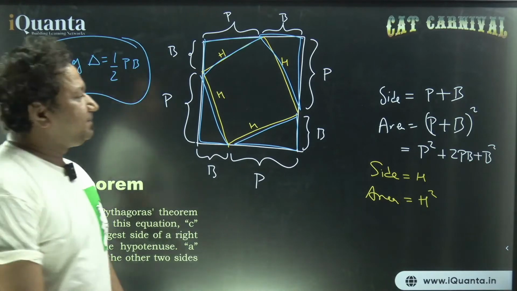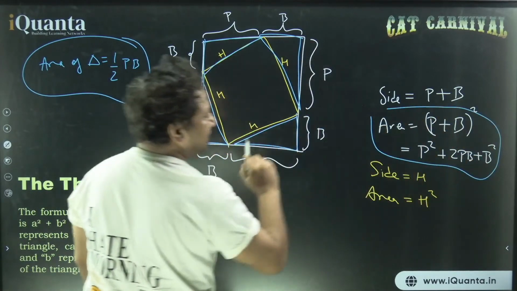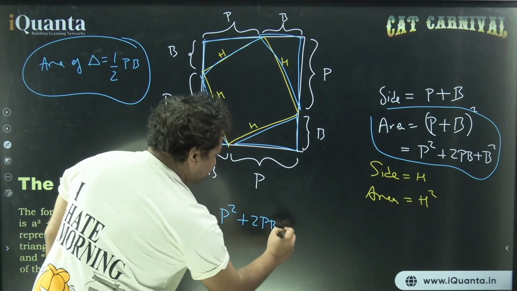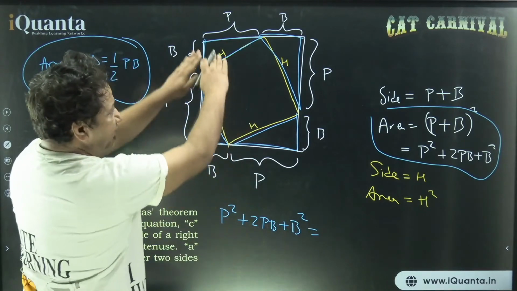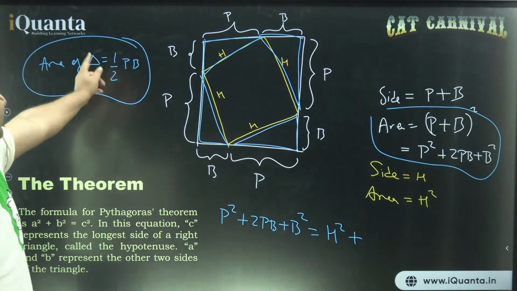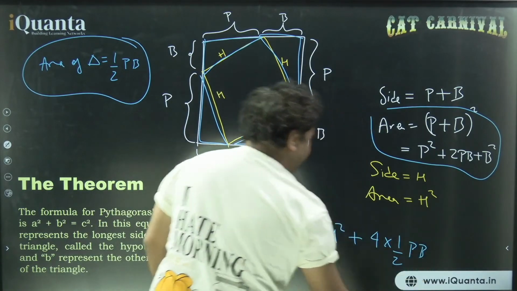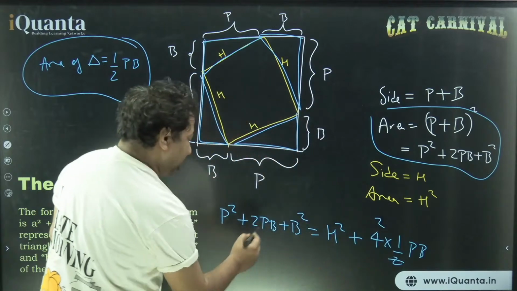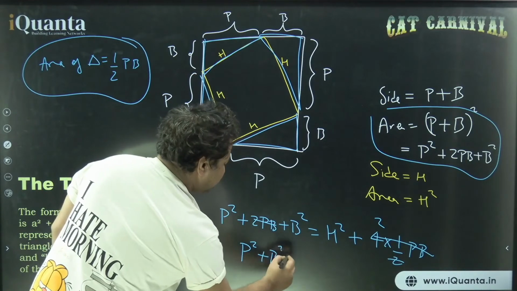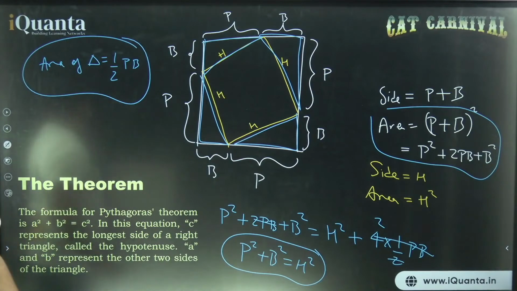So now in all of it, I can say that the area of the bigger square is actually P square plus 2PB plus B square. This is nothing but sum of the area of the smaller square, that is H square, plus the area of 4 triangles. That means 4 into half of PB. Now you can see here that 2PB on both the sides get cancelled, and all we are left with is P square plus B square is equal to H square, and that is the Pythagoras theorem. Alright?